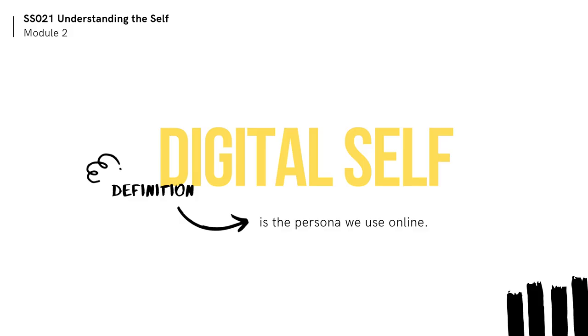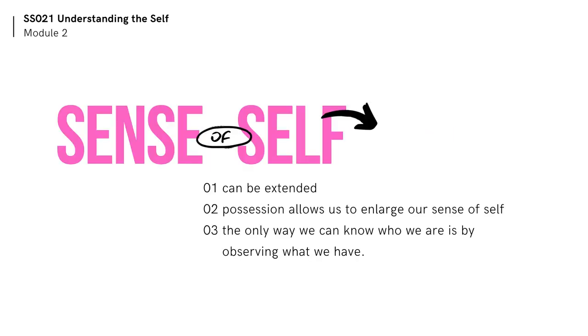It is simply the persona we use online. In the readings, this is described as a mask we put on to draw the innovative world. Let's find out why. Remember these points about your sense of self or how you perceive yourself. First, your sense of self can be extended. Next is that the possession or accumulation of own things allows us to enlarge our sense of self. And lastly, the only way we can know who we are is by observing what we have.